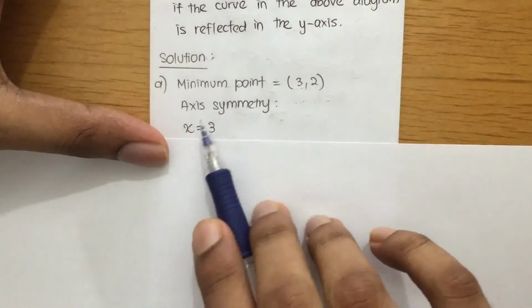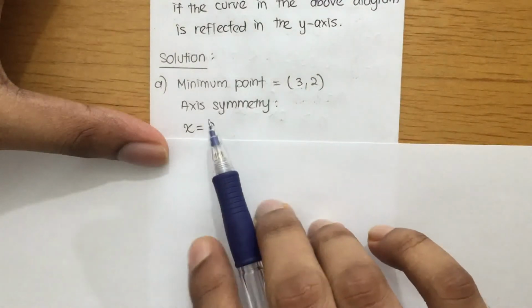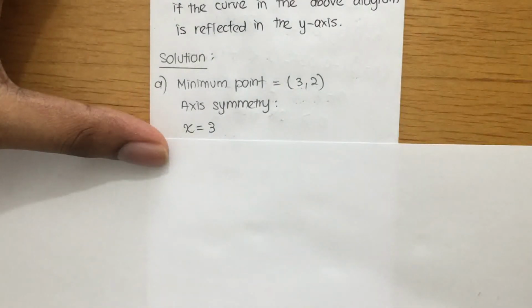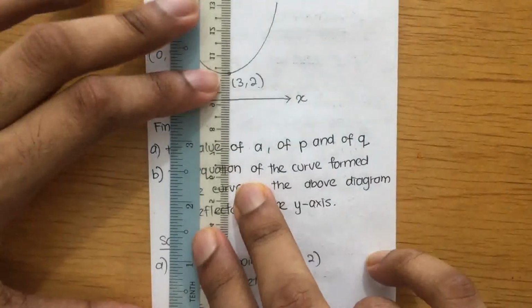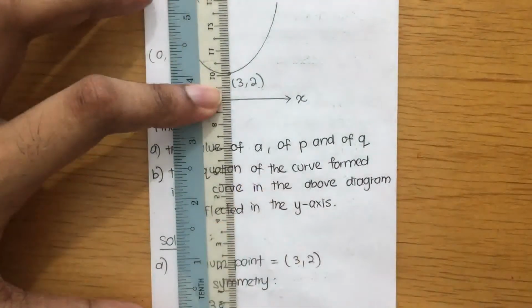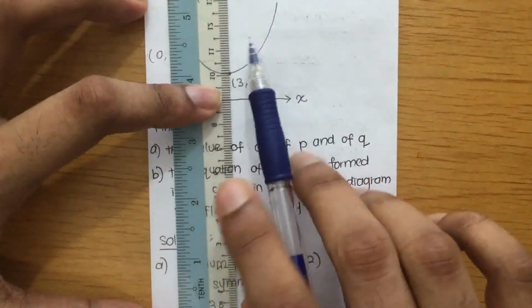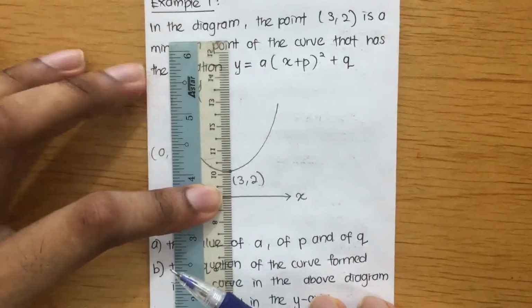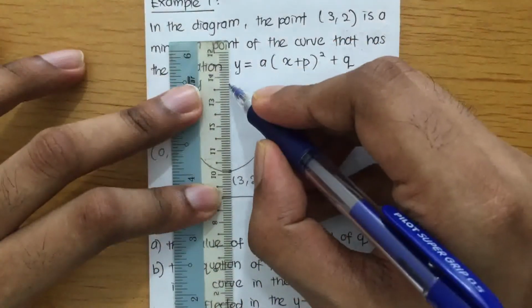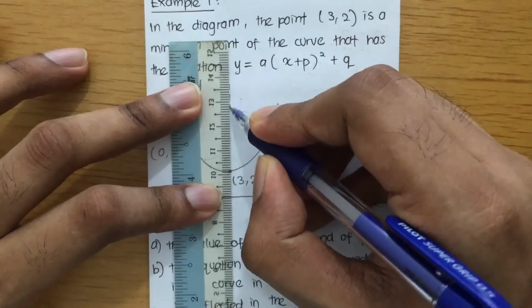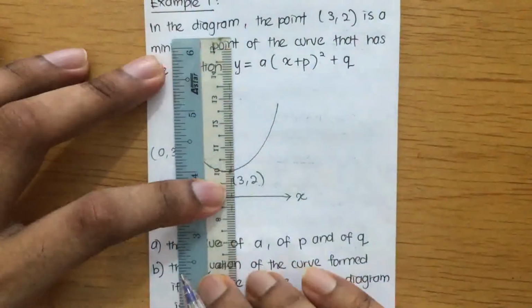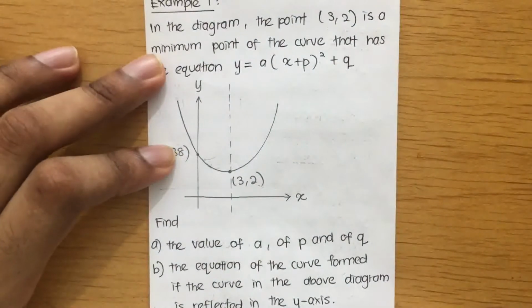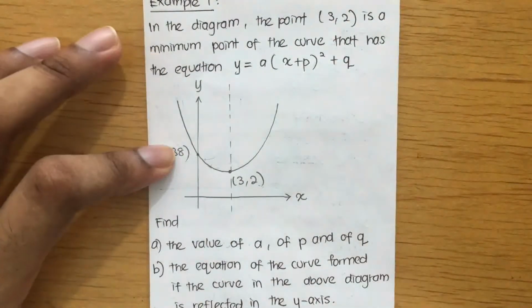So why is x equals 3 the axis of symmetry? Let me show you now. Just take this ruler. At x equals 3, it's dividing the two sides of the graph symmetrically. Let me pull this down. It's dividing the two sides symmetrically. Let me draw a dotted line here. So this is the reason. So x equals 3 is the axis of symmetry.